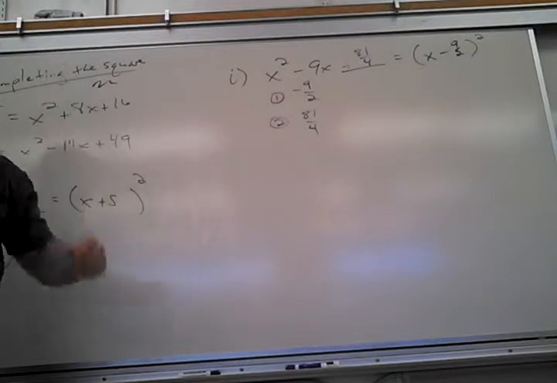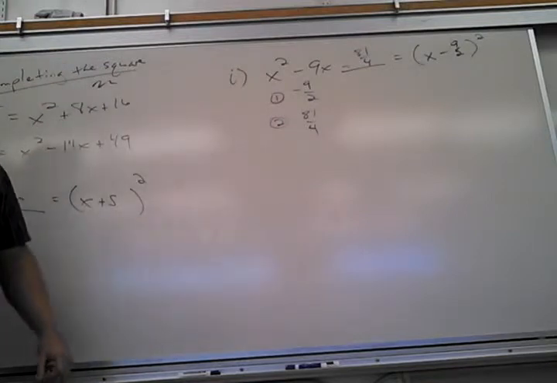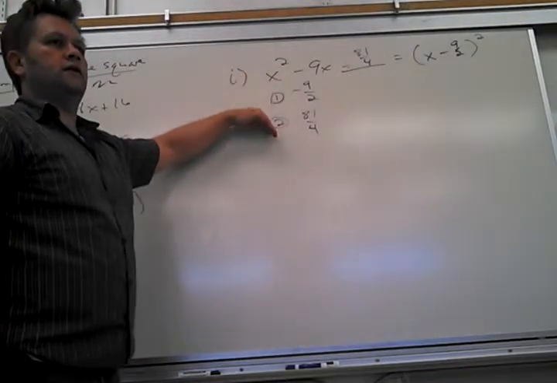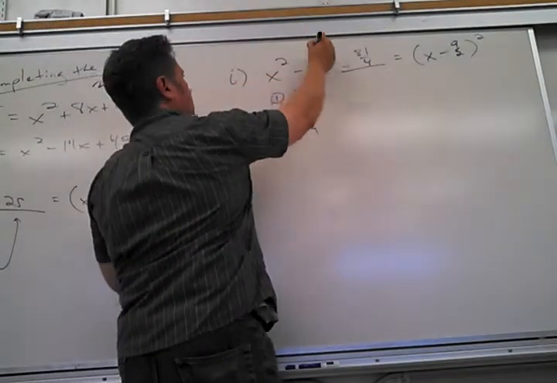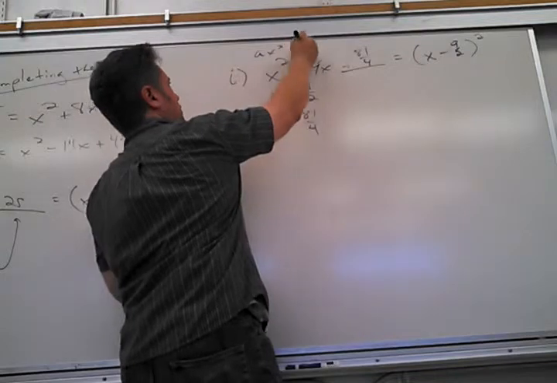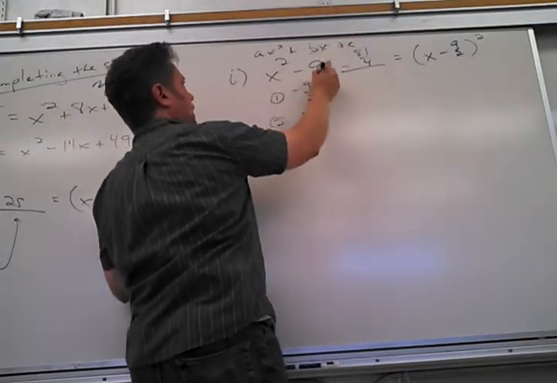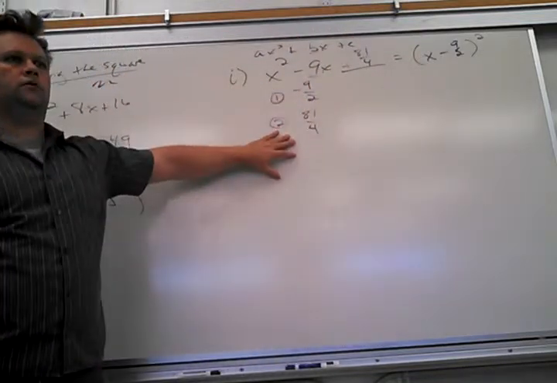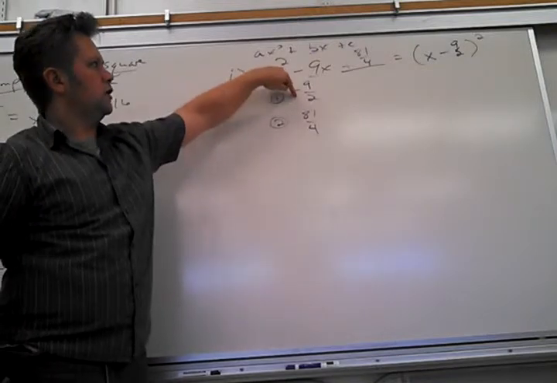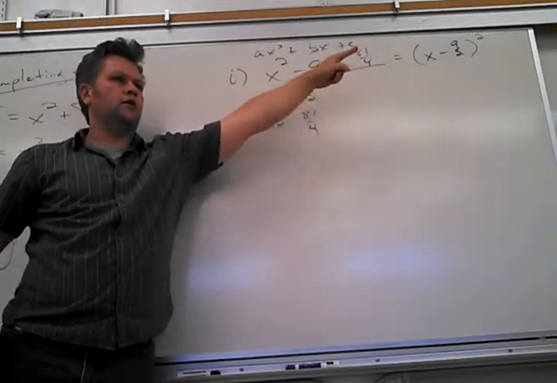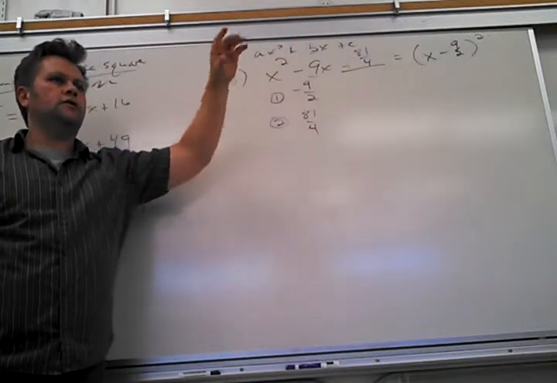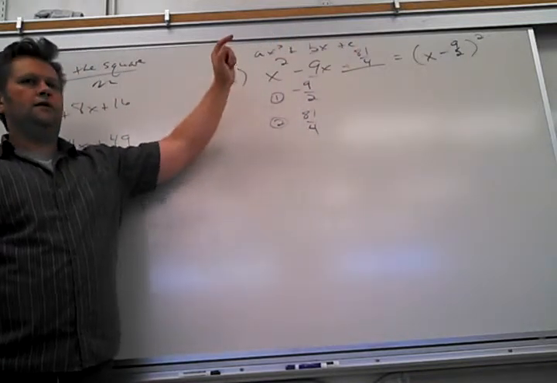Are you always going to divide by 2? Yeah, the two steps here are always the same. Cut the middle term in half. If you have ax squared plus bx plus c, cut b in half and then square it. That's always going to be what has to go here to make it work. Always.